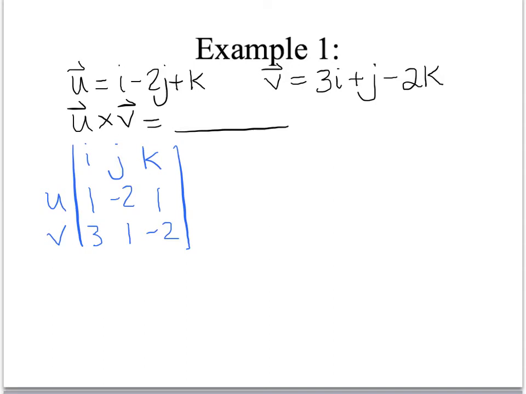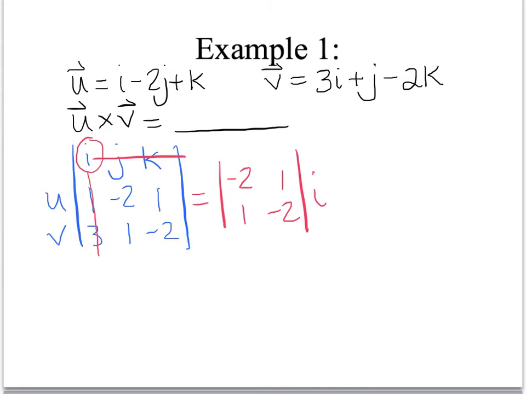Now to find the component that goes in front of i, I'm not going to use the numbers that are in the row with the i. Basically, if I circle the i and cross out the row and the column that it's in, I'm left with 4 numbers. So to find what number goes in front of the i in my cross product, I'm going to do the determinant of negative 2, 1, 1, negative 2.